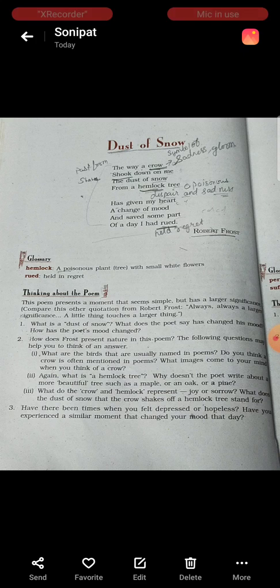Now, the next part, what do the crow and hemlock represent, joy or sorrow? What does the dust of snow that the crow shakes off a hemlock tree stand for? Well, the crow, which is a lackluster bird, and hemlock that has poisonous flowers, cannot be associated with joy and happiness. Hence, they represent sorrow, sadness, despair, etc. Here, they represent the sorrow-laden mood of the poet.